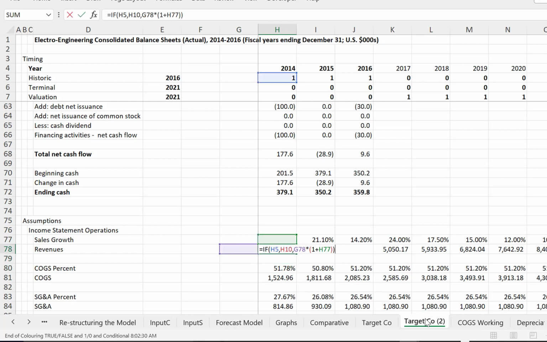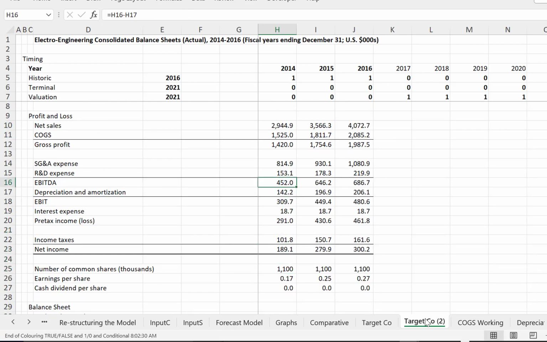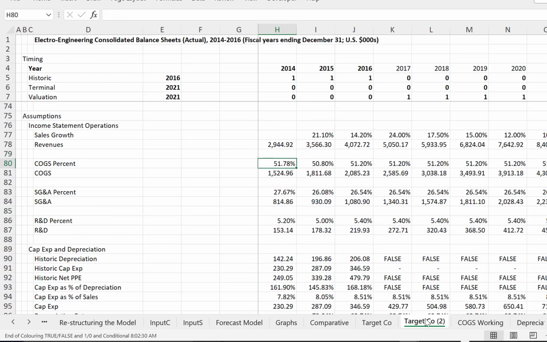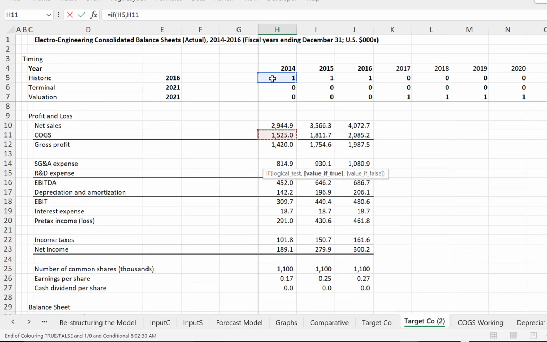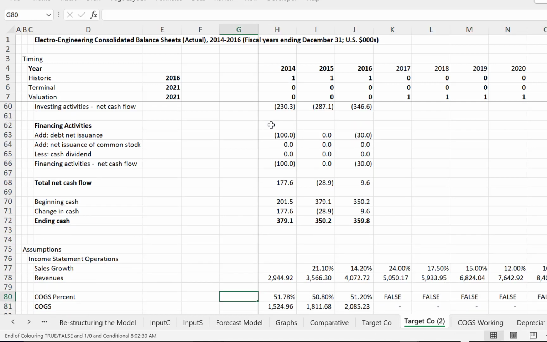So then, we say if it's the historic year, go up to H10, and H10 is the net sales up here. Otherwise, if it's not the historic year, then take the sales growth times our numbers. And then we can put our cost of goods sold percent, and our cost of goods sold percent is again, if it's the historic year, now they did a nice little thing in this silly little case, then you take this divided by that. Okay, that's what we can do for historic numbers.